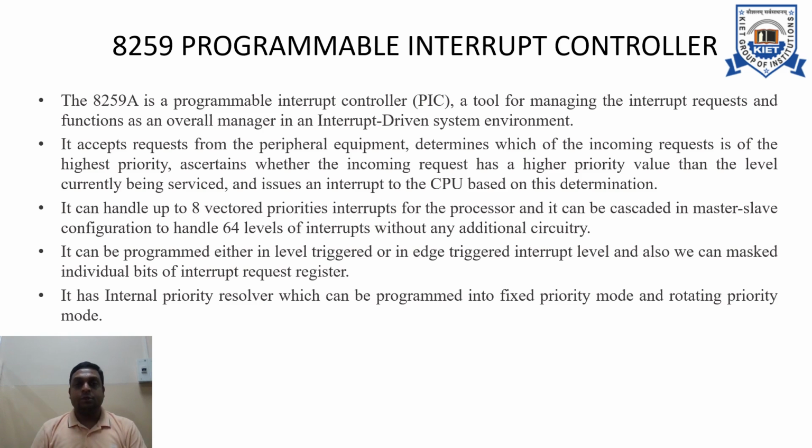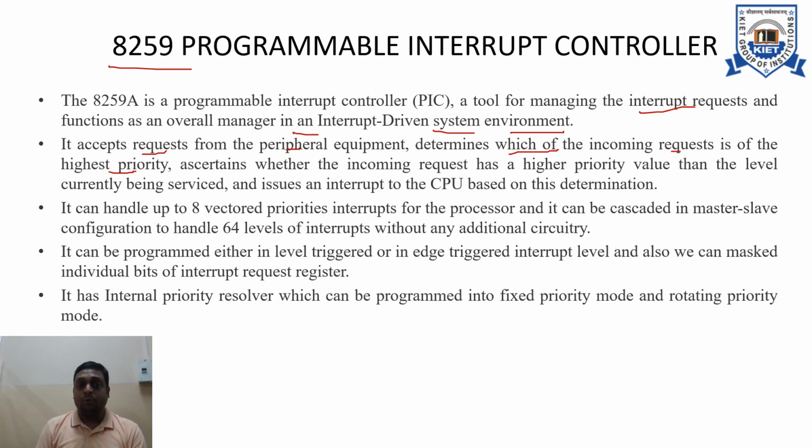The programmable interrupt controller is a tool for managing interrupt requests and functions as an overall manager in an interrupt driven system environment. To receive, handle, and process the interrupts, we use the 8259, that is the programmable interrupt controller. It accepts requests from peripheral equipment, determines which of the incoming requests is of highest priority, and according to the priority, it will assign those interrupts to the handler.